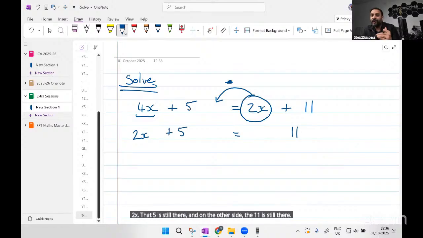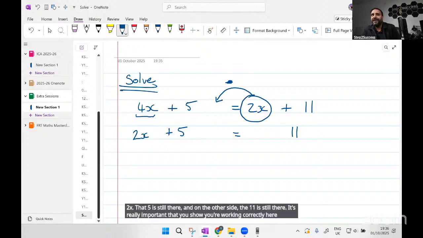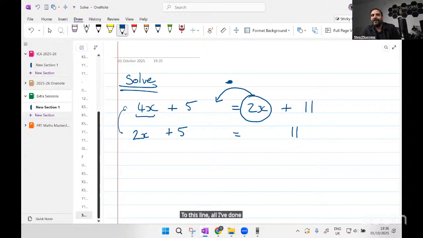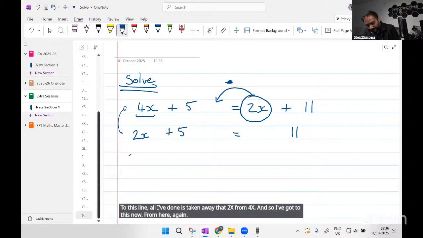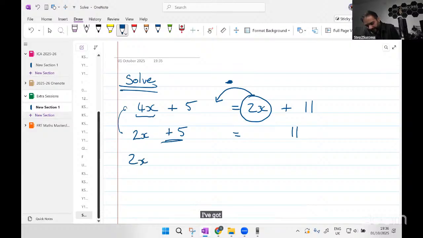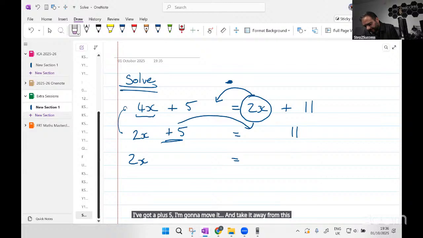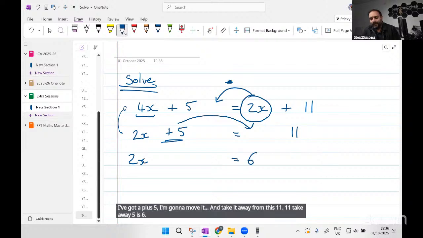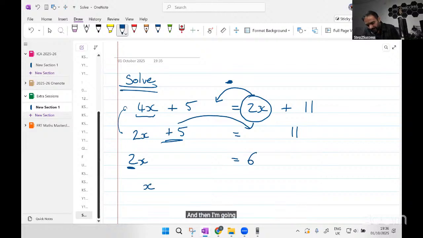It's really important that you show your working correctly here. So I can see that from this line to this line, all I've done is taken away that 2x from 4x. And so I've got to this now. From here, again, you should know what to do. I've got a plus 5. I'm going to move it and take it away from this 11. 11 take away 5 is 6. And then I'm going to divide by 2. 6 divided by 2 is 3. And we have done the question.